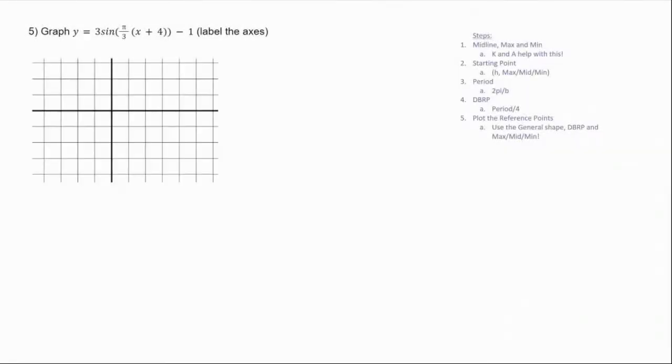Here I'm asked to graph the sine function 3 sine(pi over 3 (x + 4)) - 1. And this one I'm not given the axes, so it's actually more helpful that way. So when I'm going to look at the midline, maximum, and minimum here, I'm told that by the k and the a value. So k value is -1, meaning my midline is going to be at -1.